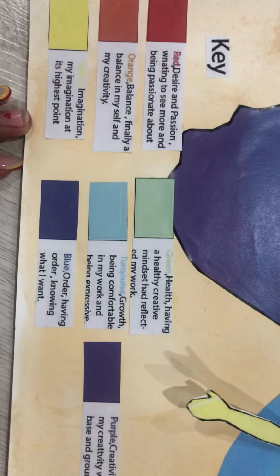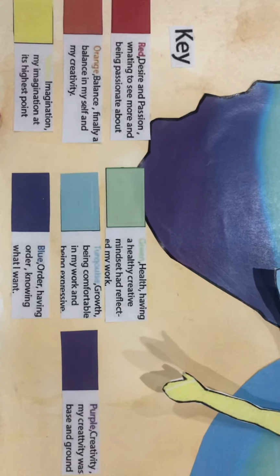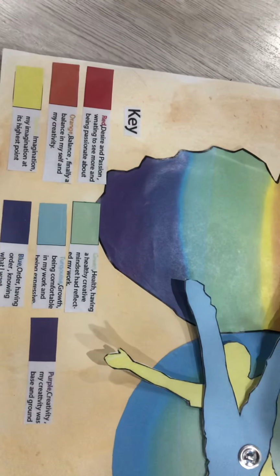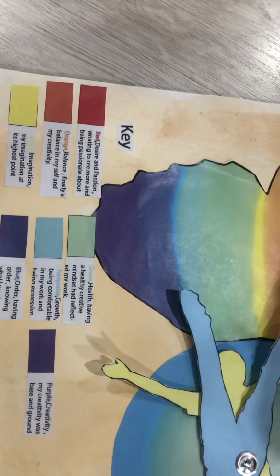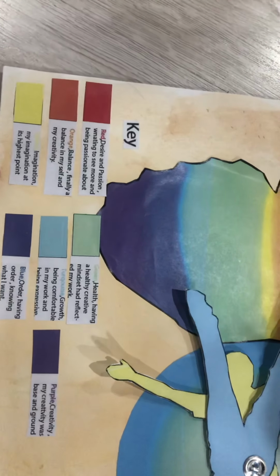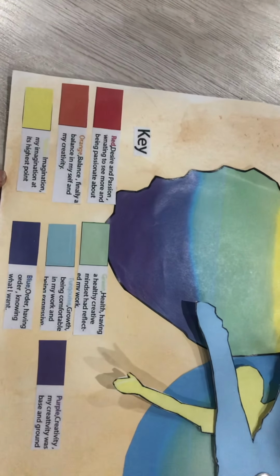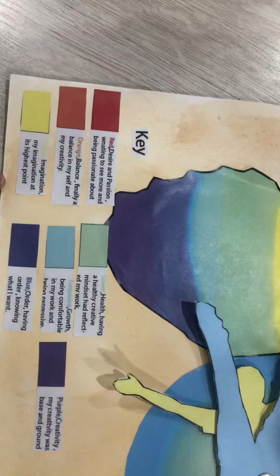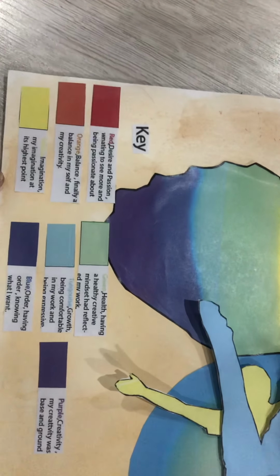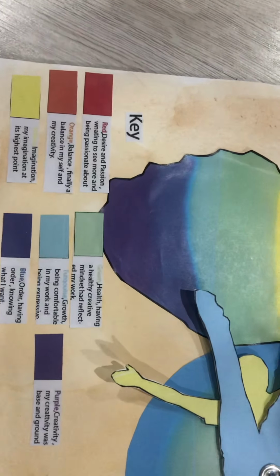So with green here, I meant health, having a healthy creative mindset, which reflected my work. So with Sebastian, when I had figured out my order, figured out what I liked in my creativity, I found out I liked surrealist art, and that it influences my art even today. I just really like that style, and that reflects my style even today as well.